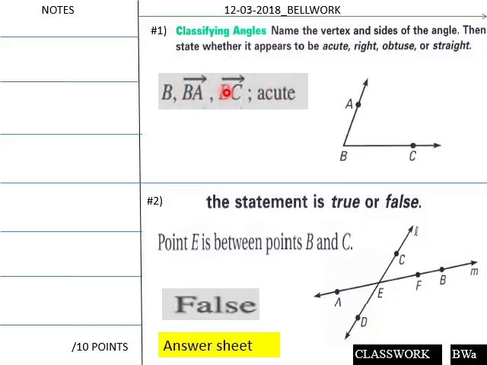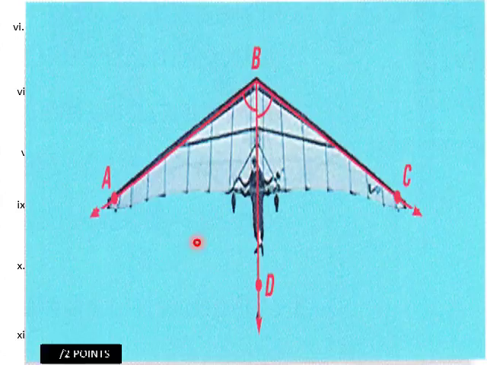ray BA and ray BC. Name the vertex and size of the angle, then state whether it appears to be acute, right, obtuse, or straight. So the sides of the angle are BA and then BC, and then state whether it is acute. So that's the solution to that one.